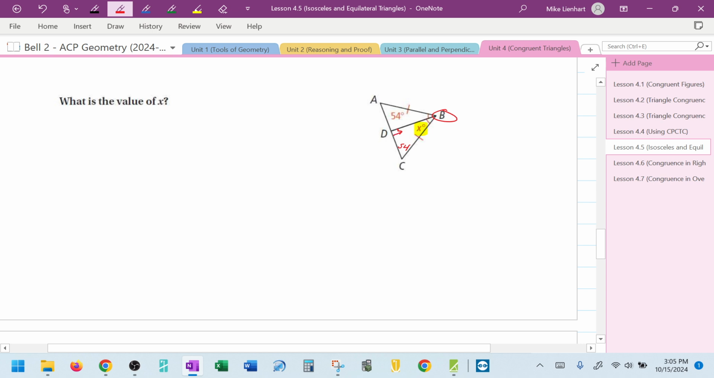So, from the picture, I know that x plus 90 plus 54 must add up to 180. Why? Because the three angles of a triangle always add up to 180. Algebraically, this gives me x plus 144 is equal to 180. If I subtract, I get x is equal to 36.